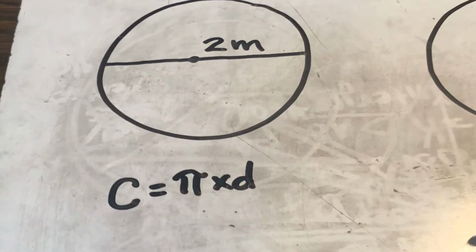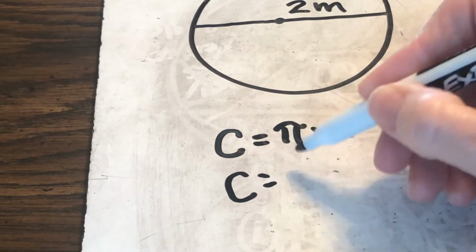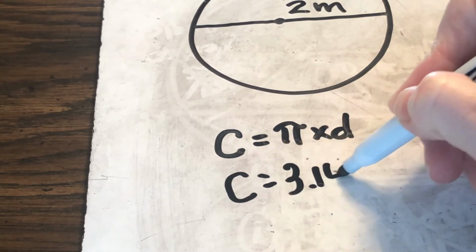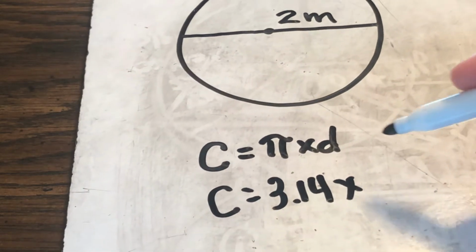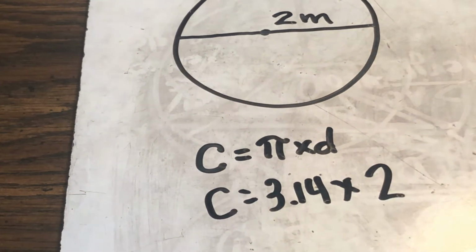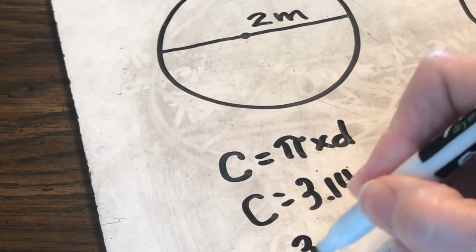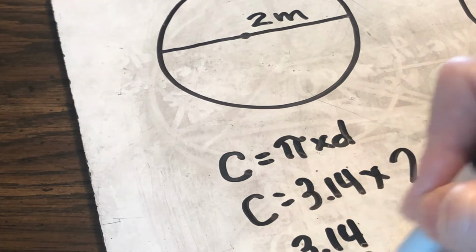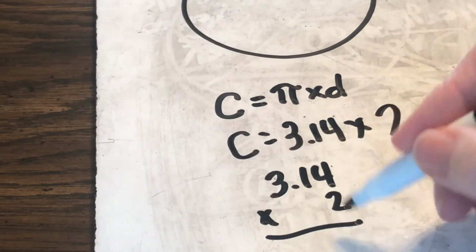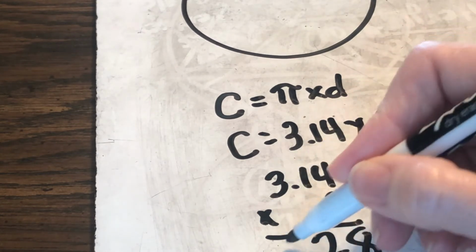Now, the next thing I'm going to do, I'm just going to plug in my numbers here. C equals pi is 3.14. I just plug that in. Times diameter, there's my diameter, it's 2. Okay, all I did was plug in my numbers. Now I'm going to solve this. I'm going to do 3.14 times 2. 4 times 2 is 8. 2 times 1 is 2. 3 times 2 is 6.